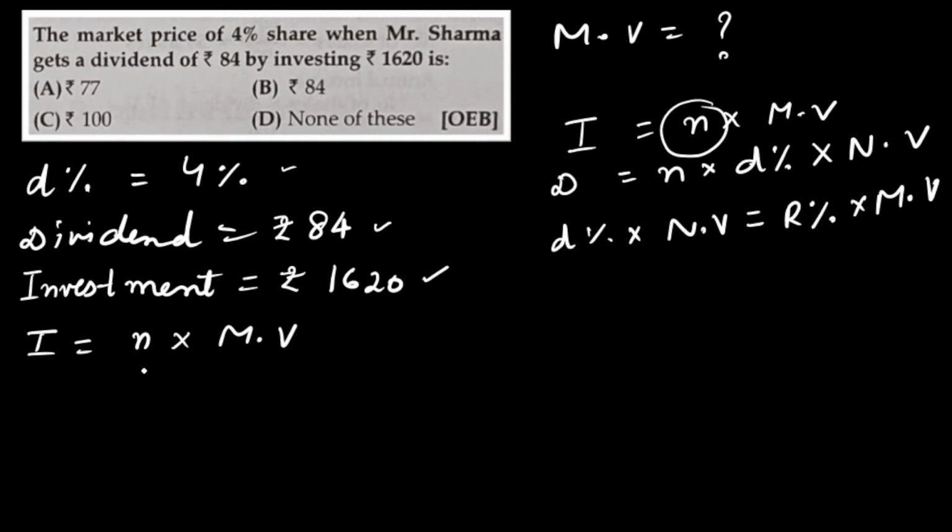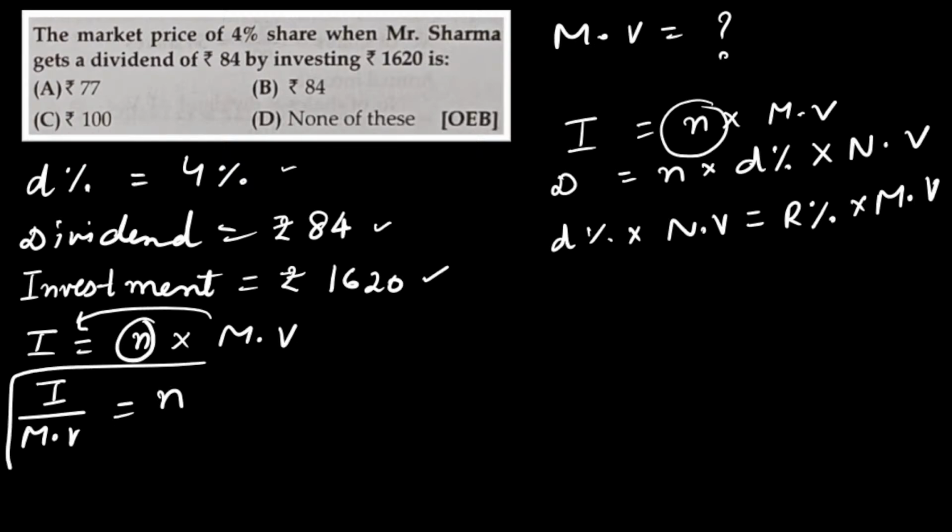So number of shares, how I'll get here from here, because number of shares, let us find. If I shift market value to other side, I'll get investment by market value is equals to number of shares. So this is the value of number of shares I can get from first formula.